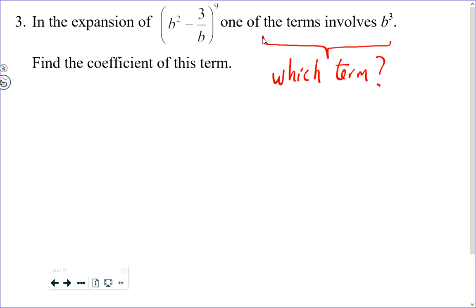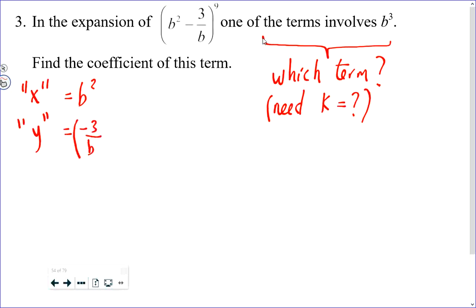You have to know whether it's the first term or the second term or the third term, because we need to know what k is equal to. Look, we know that x is b squared. We know that y is negative 3 over b. We know that n is equal to 9. That's true for every term. But for this term, we need to know the value of k. So how do we determine the value of k?